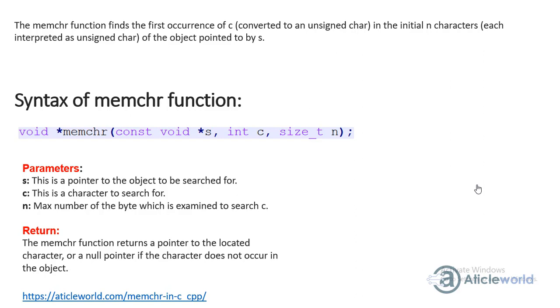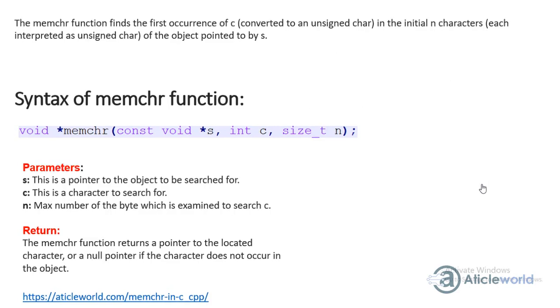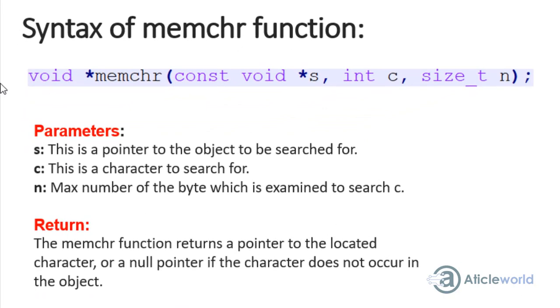In the C programming, memchr function is used to find the first occurrence of a character in the initial n characters of the given source object. In this lecture, I will explain all the things related to the memchr function. So let's get started. Here you can see that I have mentioned the syntax of memchr function.